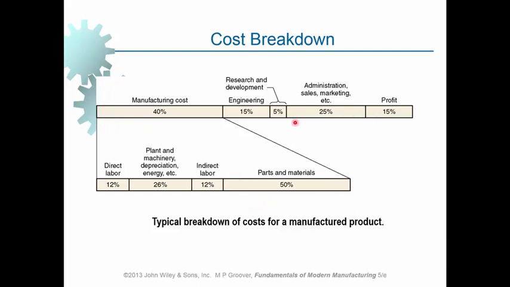And of the remaining sections or percentages of the production cost, 15% goes to manufacturing activities such as preparing engineering drawings and production planning and that sort of thing. 5% will go to research and development of the parts that we will manufacture in the future or improvement of the existing part. 25% goes to administration, sales and marketing, and 15% of this is profit. This is a typical representation of the breakdown of the cost in manufacturing environments.